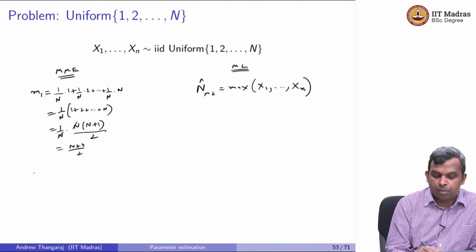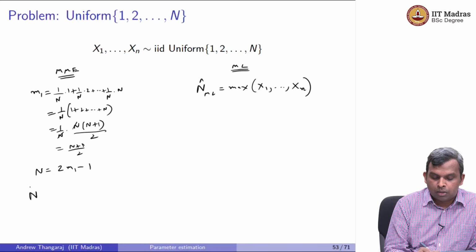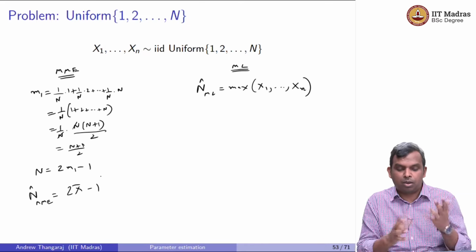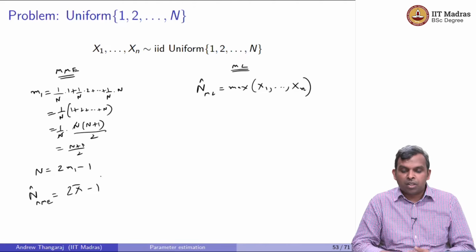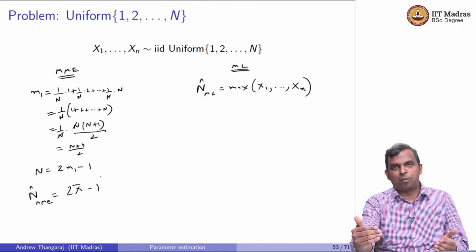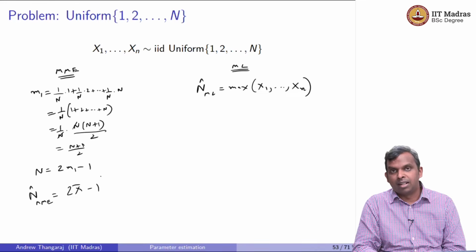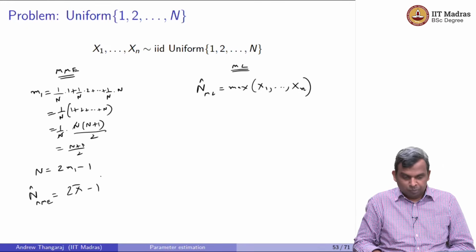You can solve for n. You will get n equals 2 m1 minus 1. So n hat MME is 2 times x bar minus 1. So it's sort of related to 2 x bar, it's sort of similar. So you see again it's very different in the uniform 1 to n case. The method of moments estimator and the ML estimator are very, very different.